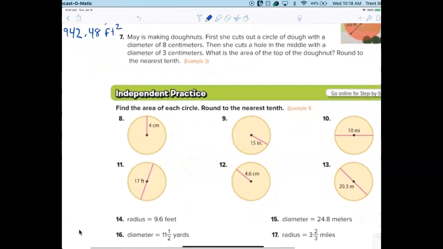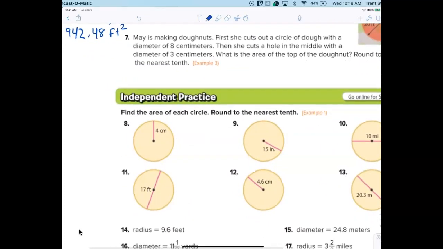May is making donuts. First, she cuts out a circle of dough with a diameter of 8 centimeters. Then she cuts a hole in the middle with a diameter of 3 centimeters. What is the area of the top of the donut?